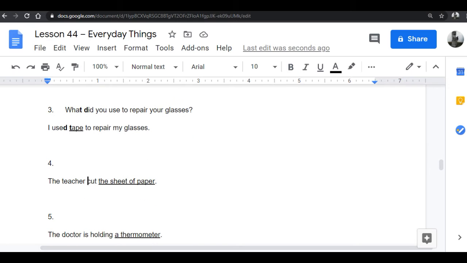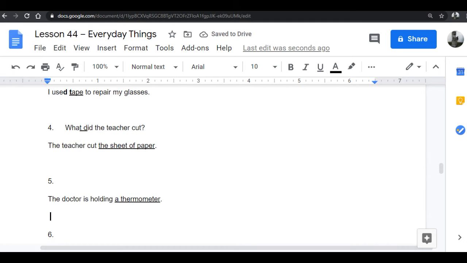Amazing. Number 4. The teacher cut the sheet of paper. What? The sheet of paper. What did the teacher cut? Put it all together here, like again, put it all together. What did the teacher cut? The teacher cut the sheet of paper.